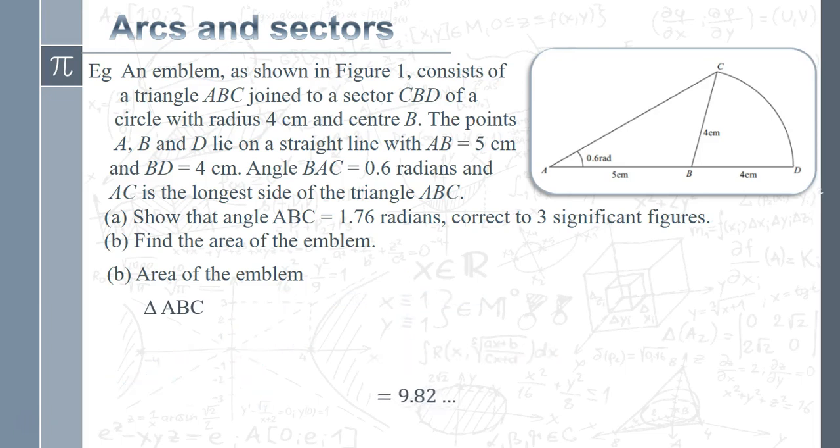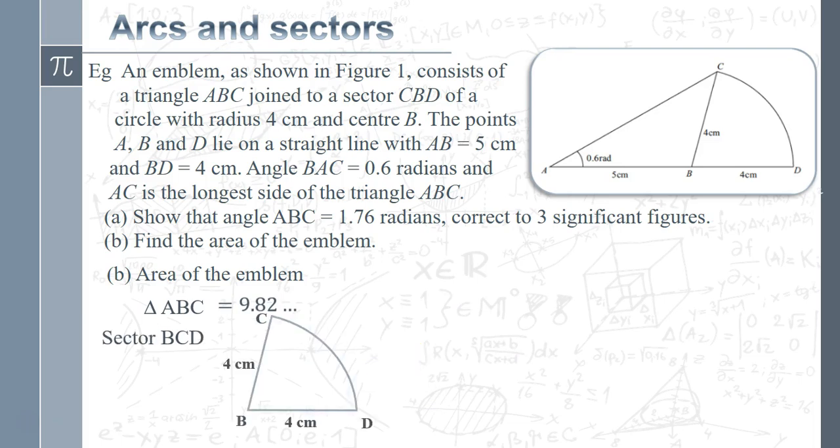So let's pop that to one side. That's that bit done. And let's now have a look at the sector. And there it is. So that's sector BCD. And clearly we need to know the angle at B. Well, we can get at that because we know that the angle in the triangle at B was 1.76. That's what we had previously.